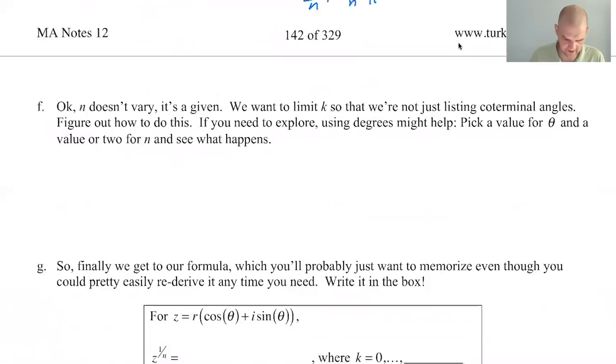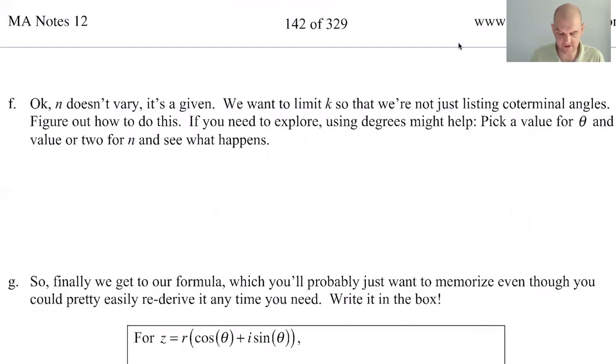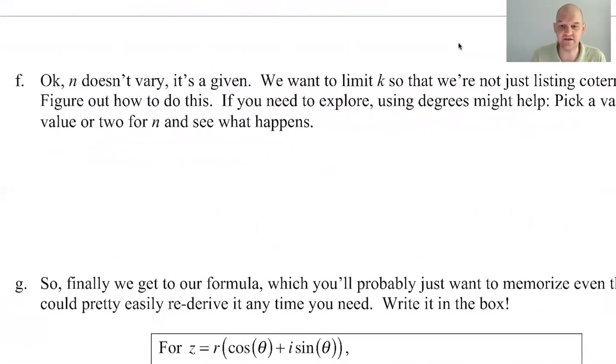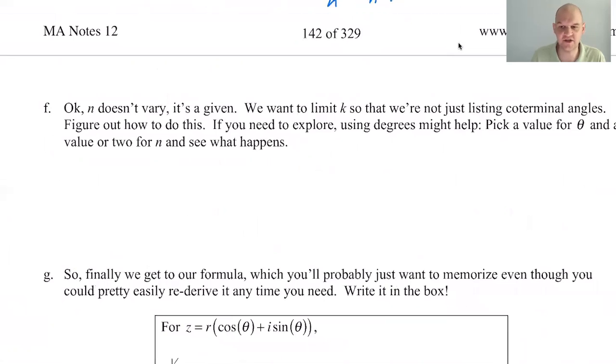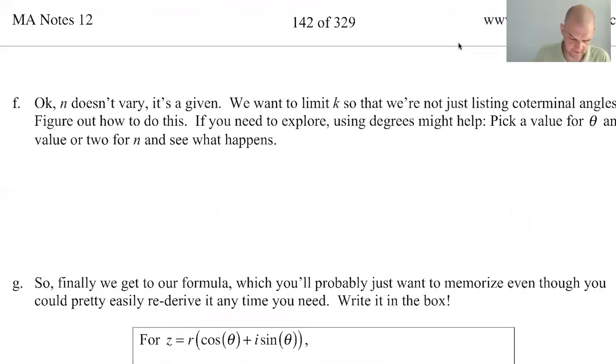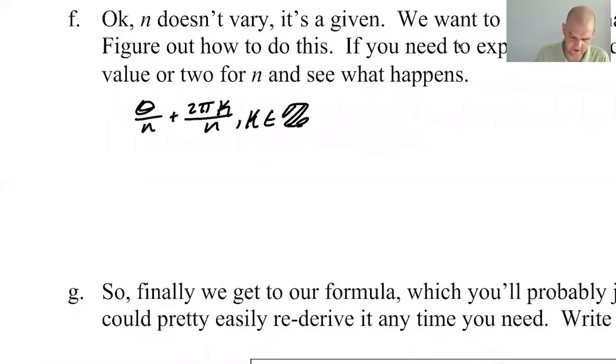I'm going to keep going for a little bit before I cut this, because there's just 2 more steps basically. N is fixed, rather. K can change. K is an element of the integers, but it can change. So let's see what we're going to do. We have theta over n plus 2 pi k over n, where k is an element of the integers. So these are our arguments.